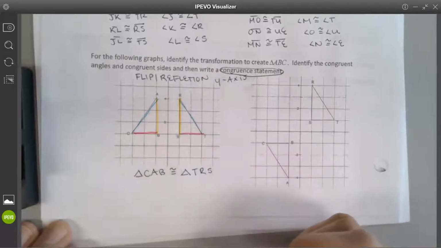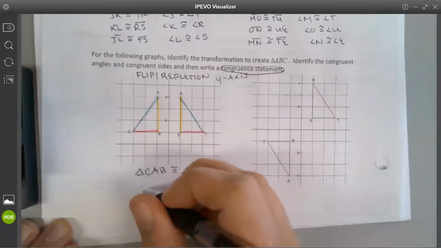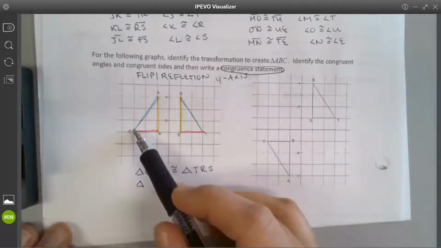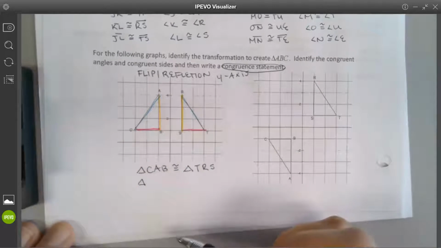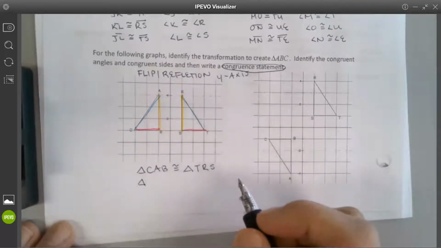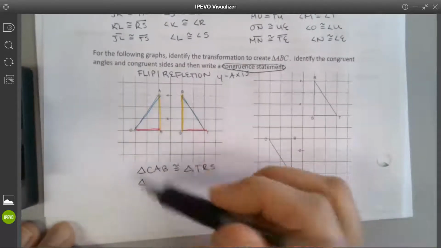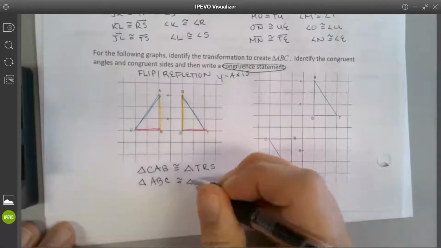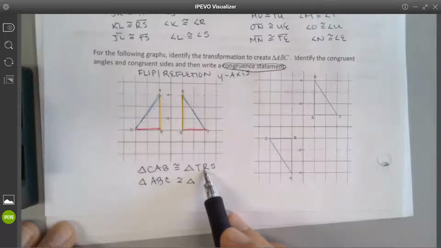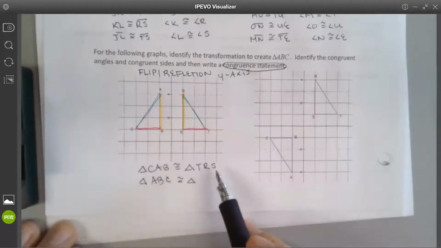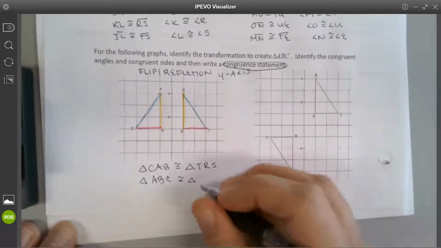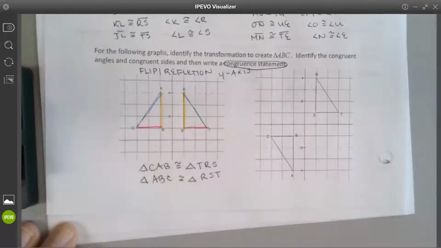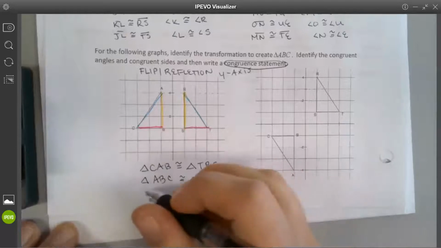But could there be another way that I could write what triangle is congruent to what? What if I hadn't started at C? What if I had started at A? I could say triangle what? ABC, sure. And triangle ABC would not be congruent to this TRS, it would be congruent to what? RST, okay? So your response on homework, quizzes, or tests may be in a different order.